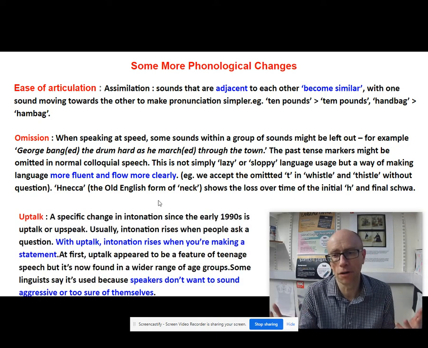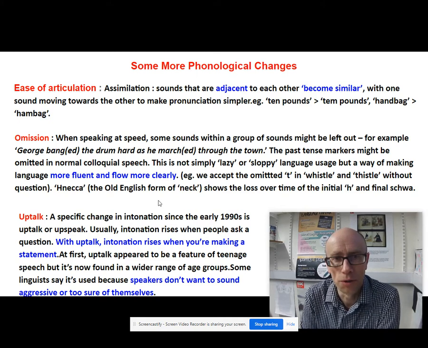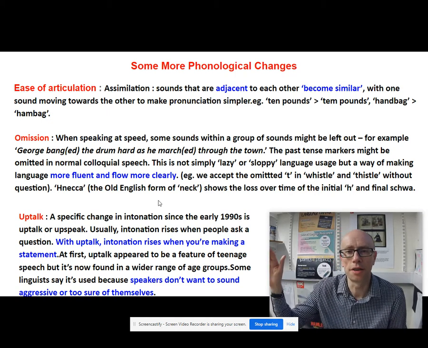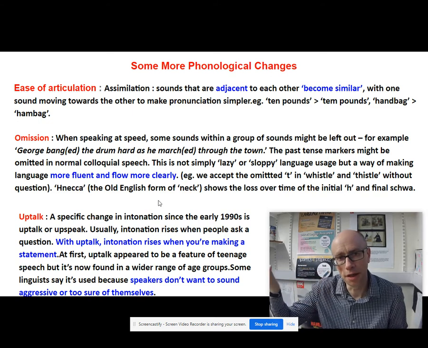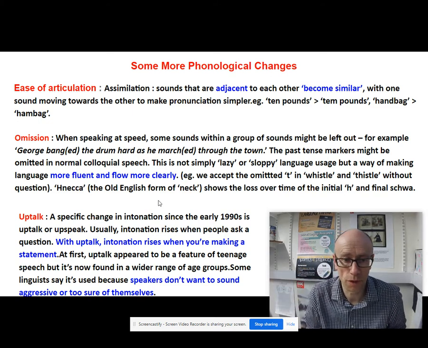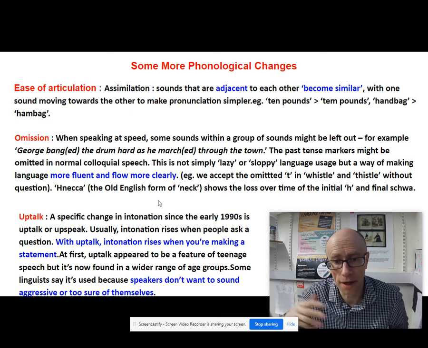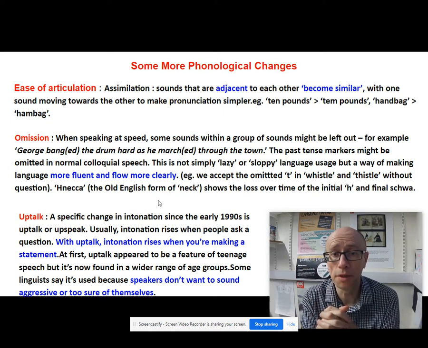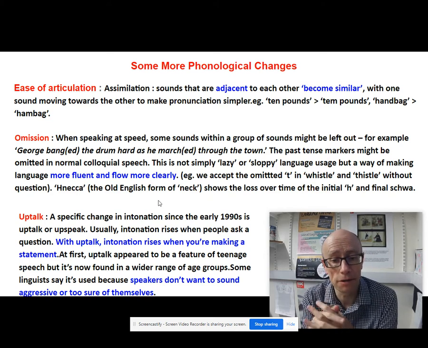Okay, now another phonological aspect that has got people agitated is uptalk. This is high-rising terminals. So this is upspeak. It's when intonation rises. Now, usually we rise in our intonation when we're asking a question, don't we? Like that, going up. But with uptalk, intonation rises when you're making a statement, like that. Now, at first, uptalk appeared to be a feature of teenage speech, like I'm doing now, but now it's found in a wider range of age groups.